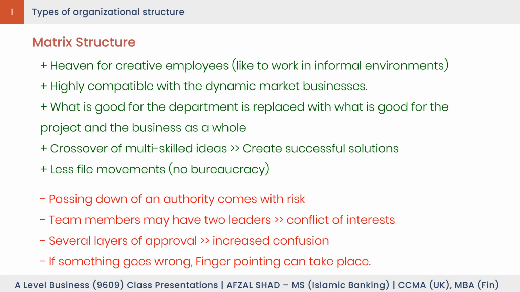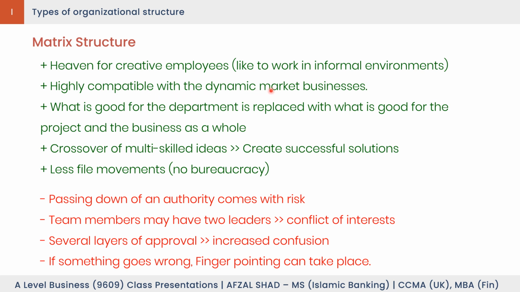So what you guys need to do is go through the advantages and disadvantages. Let us just wrap it up within 1 minute. So number one, it's a heaven for the creative employees. That's what we have already discussed. The people who like to work in informal environments actually go for it. And in Maslow's hierarchy, you have gone through the concept of self-actualization. Creative people work in matrix structures.